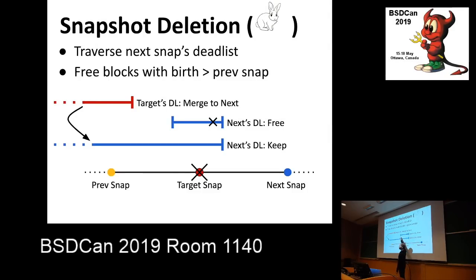You look at the birth times, which are stored in the block pointer in the dead list, and see, is it in this range? If so, it's this type, and so it's unique to this snapshot, and we can get rid of it. Otherwise, it's referenced by the previous snapshot, so we can't get rid of it. And then we combine these two dead lists.